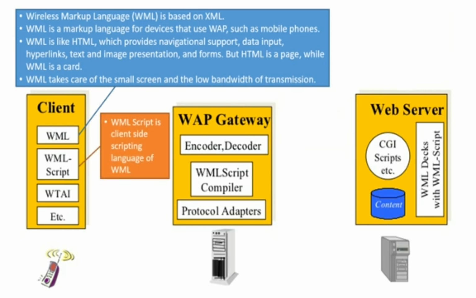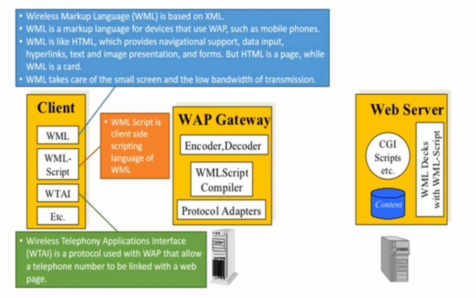Next, we are going to see WML script. WML script is a client-side scripting language. Mainly, it uses the WML language. The third component is WTAI, that is wireless telephony application interface. It is an interface that is used for WAP. It allows a telephone number to be linked with the web page. So WTAI is a protocol used in conjunction with WAP, that is wireless application protocol, to allow a phone number to be linked with the web page.